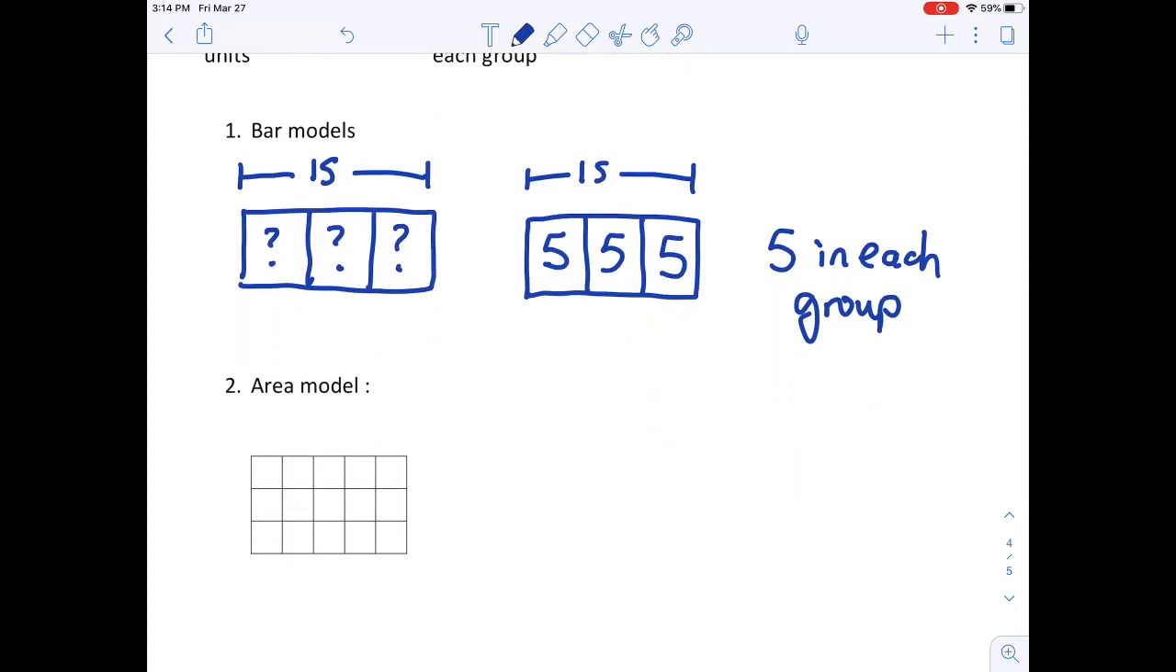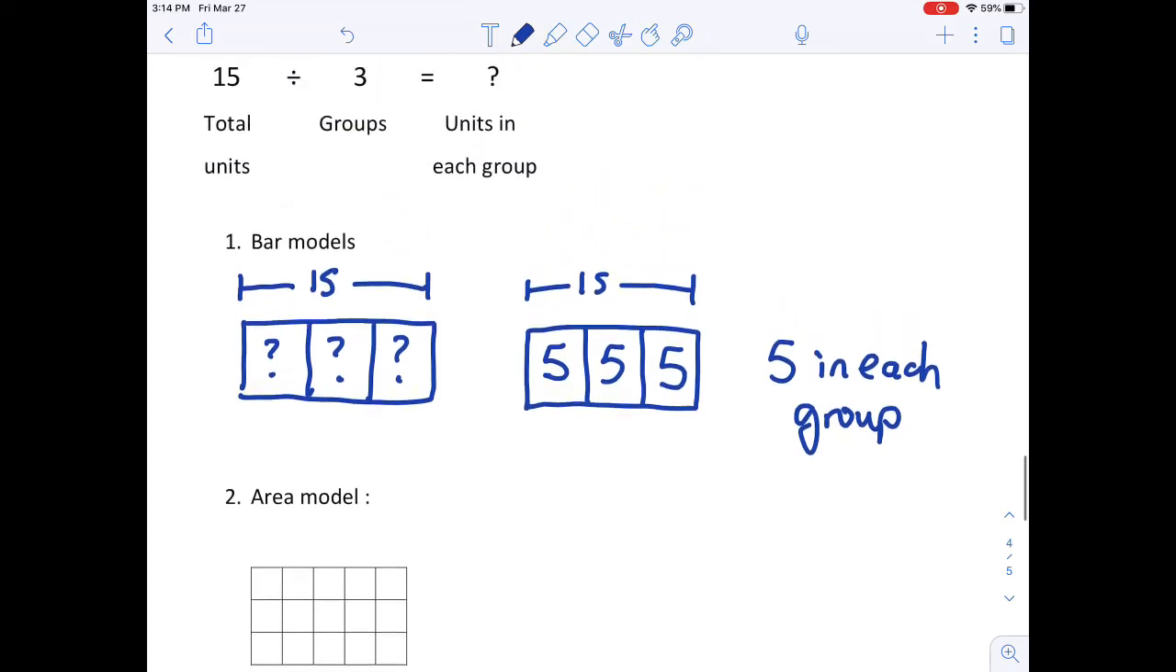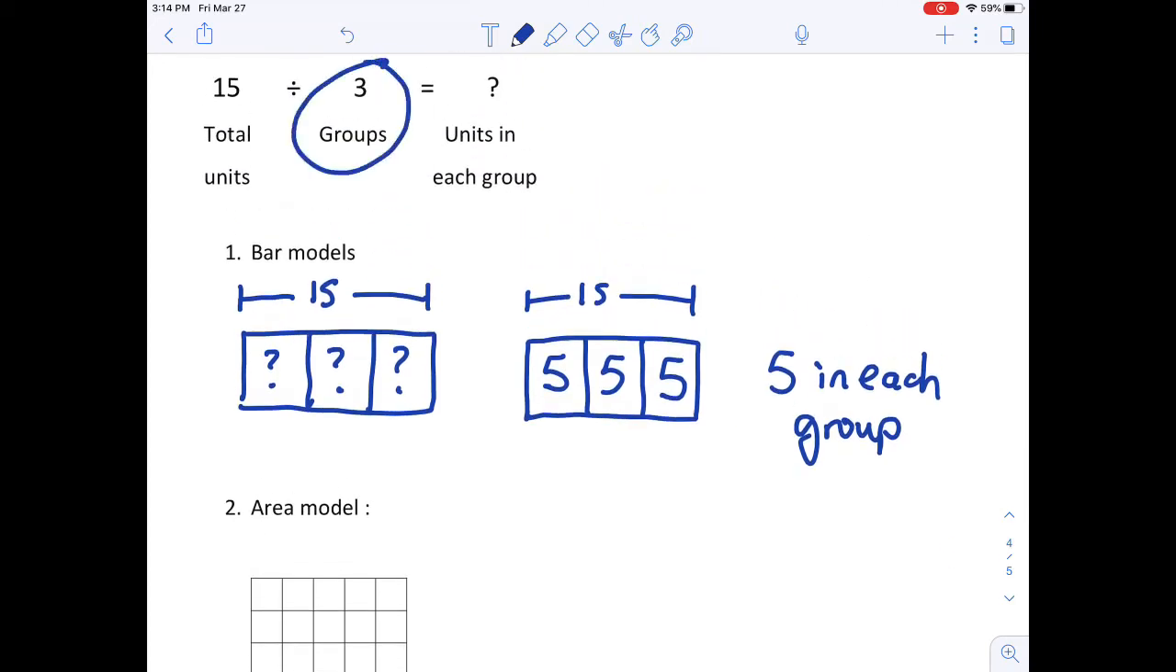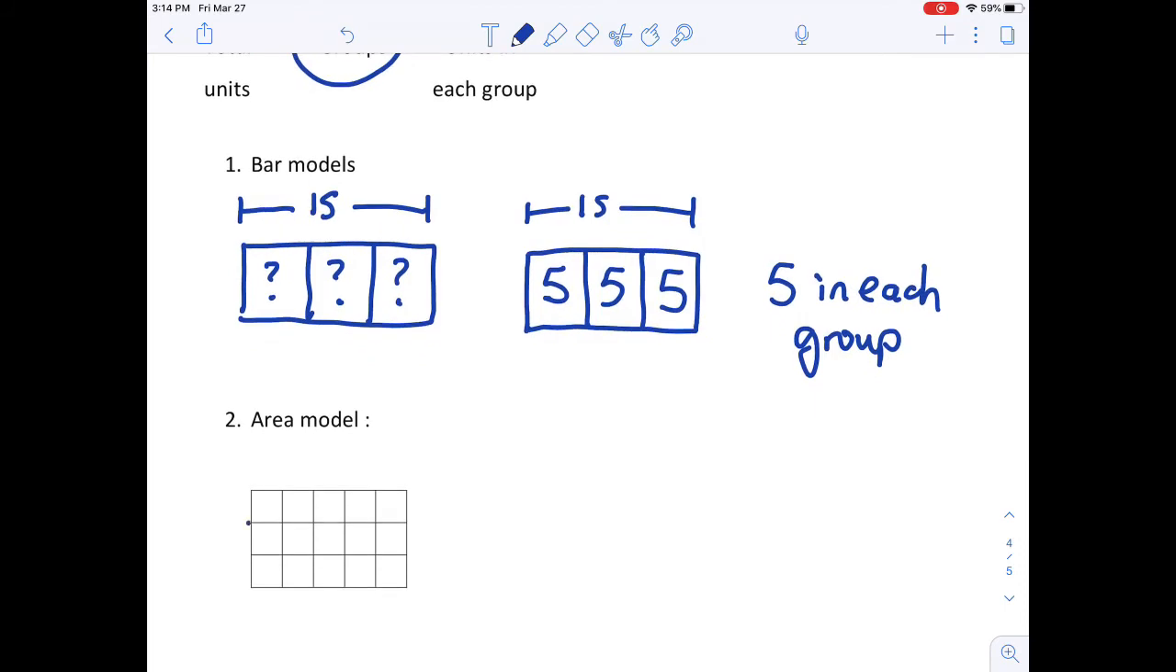The area model, here I have a 15 square unit model, and I need to break it into 3 groups. So I'm going to look here, and I'll have 3 total groups, and then I can count up 1, 2, 3, 4, 5, 5 in each group.